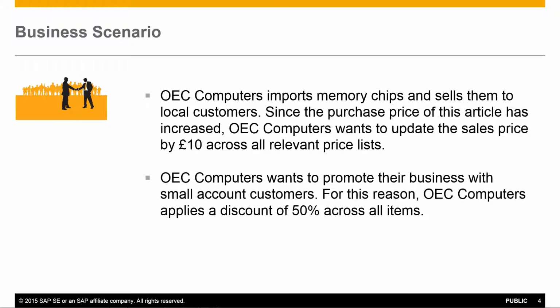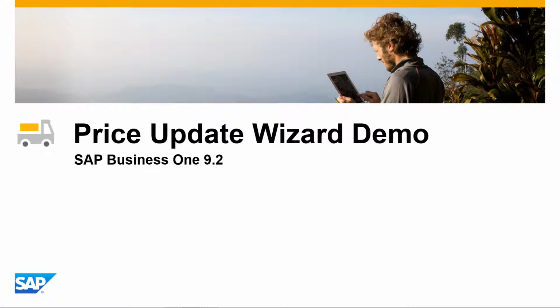OEC Computers also wants to promote their business with their small account customers, and therefore OEC Computers would like to apply a discount of 50% across all items specifically for their small account customers. So let's see how these examples are executed in SAP Business One Release 9.2.